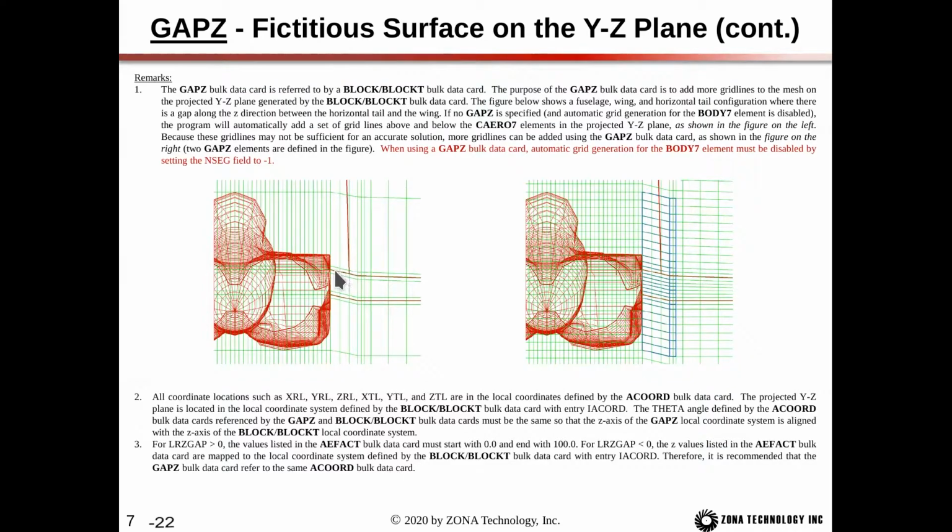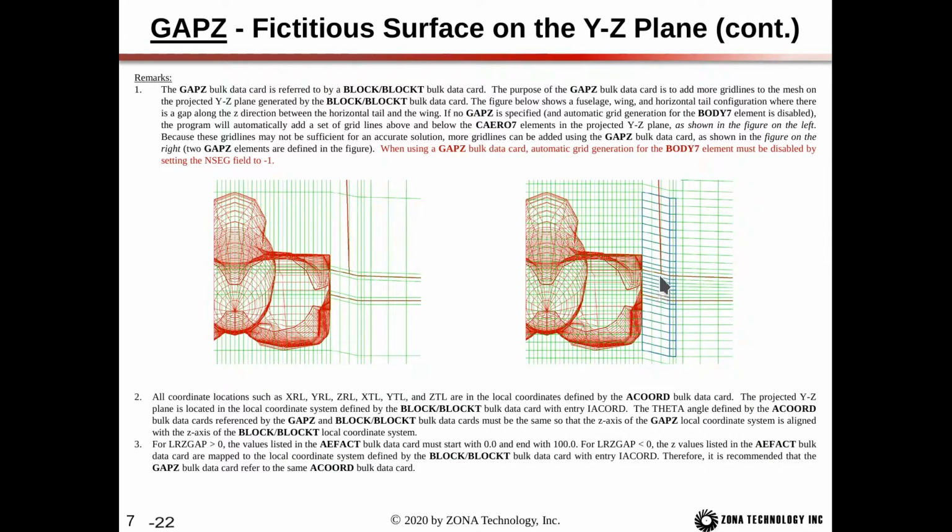You can either leave this region blank in the gap Z, because we already have these grid lines from the wing and the tail, or you can see what these values are and use them directly in your gap Z. So in this example, we've copied the Z locations here to the Z locations of the gap Z. So the gap Z will perfectly line up with the wing.